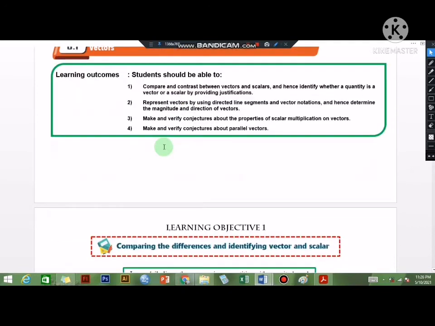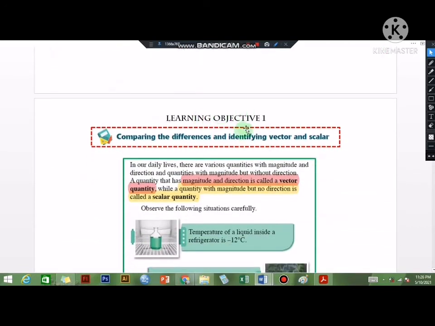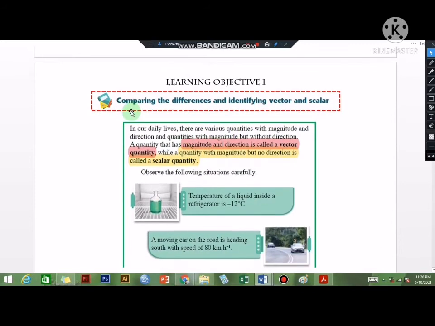Okay class, let's look at our first learning objective, which is learning objective number 1, comparing the differences and identifying vectors and scalar. So in this learning objective, you have to differentiate and also identify which one is the vector and which one is the scalar quantity. Let's look at this one.